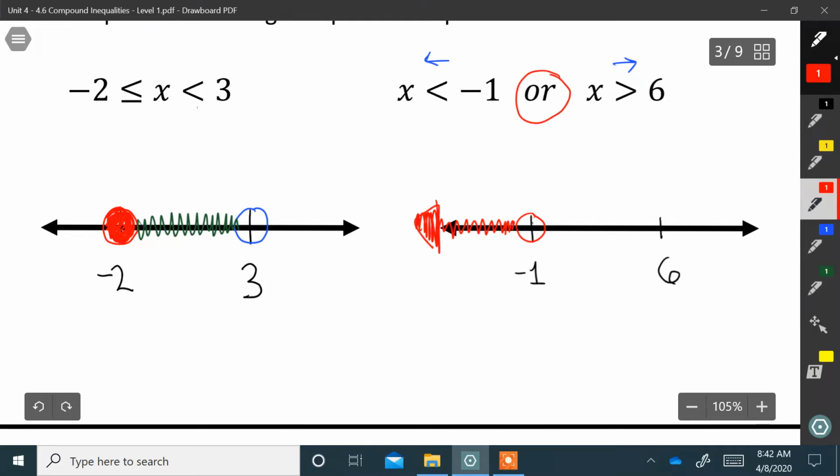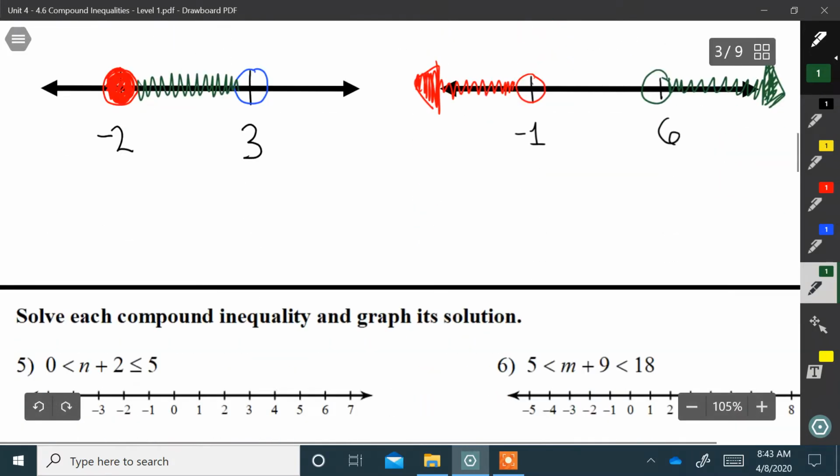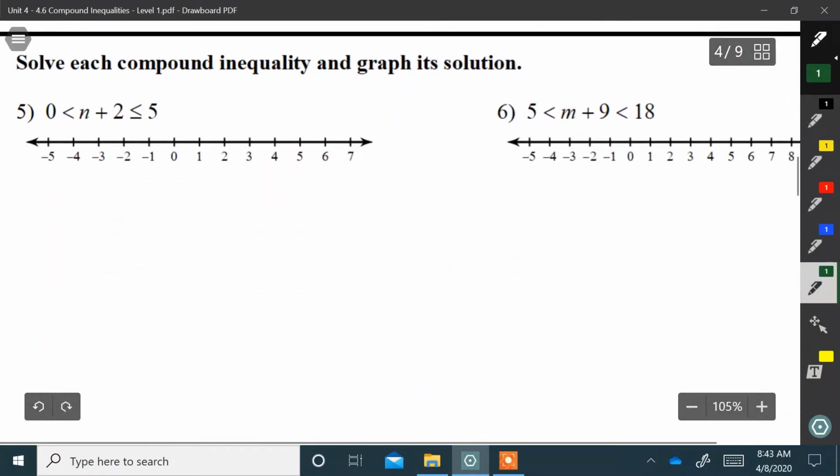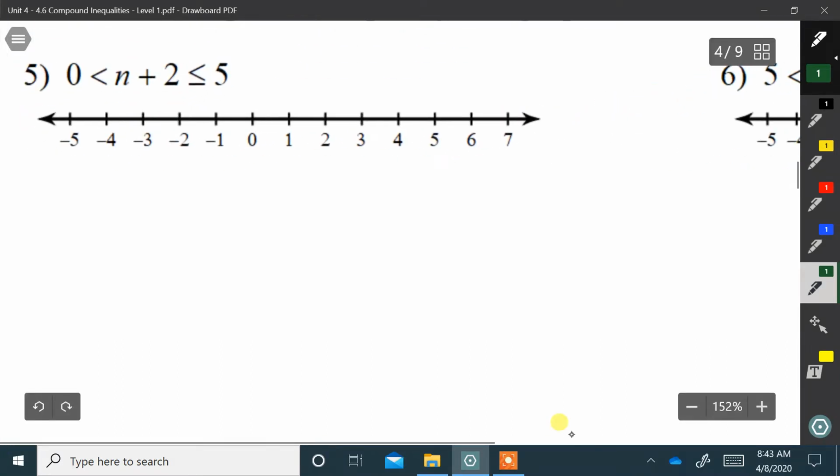And you can kind of tell when that happens with that or symbol. And then finally, also an open circle on that one there. We're going to go this way. All right, let's keep going. All right. This right here.